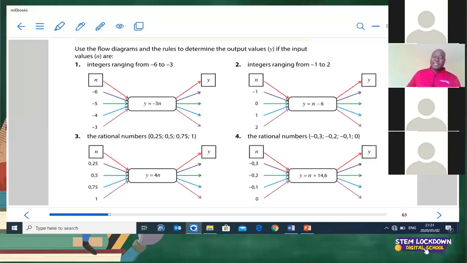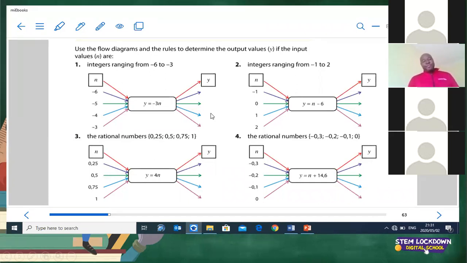Different exercises or activities. Now let's zoom directly to the first one. The first one, the integers are ranging from negative. So those are the input values, and that is the rule, and we are required to find the output values.